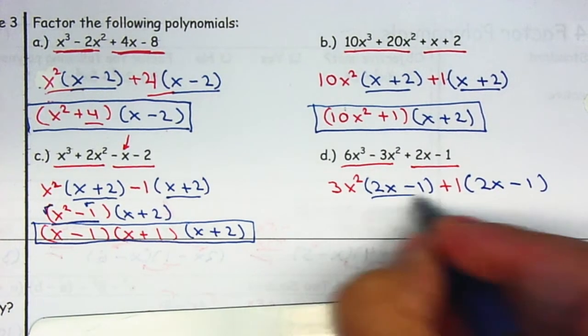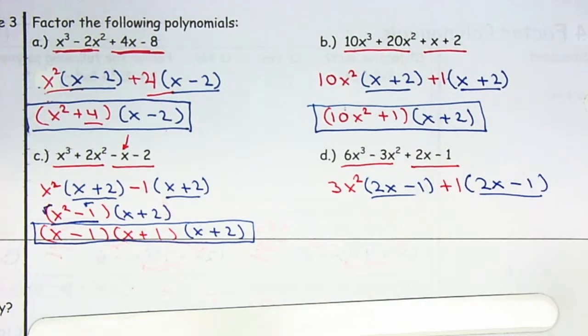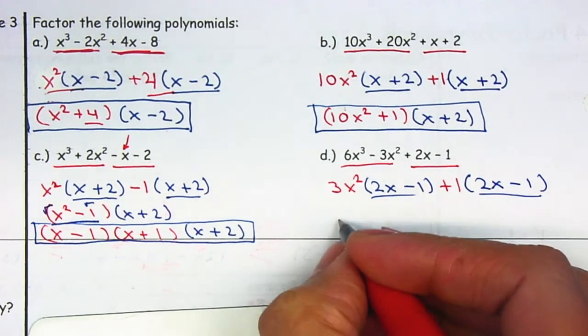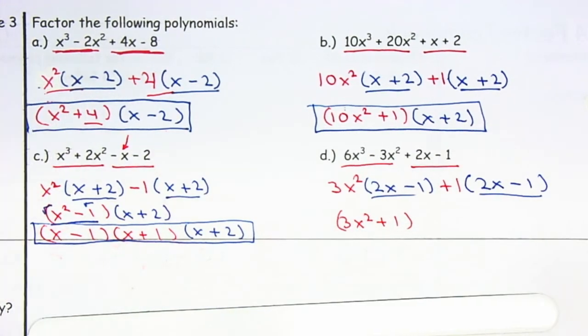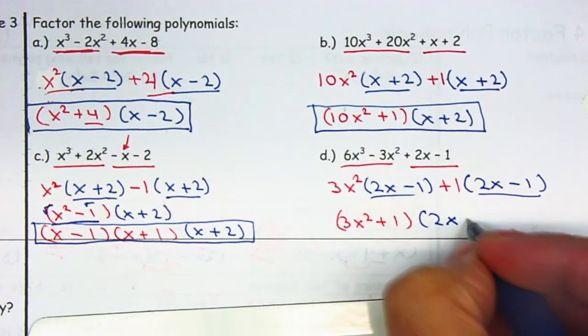Notice that they're exactly the same. I'm now going to group them together. The red ones will be 3x squared plus 1. And we also have 2x minus 1.